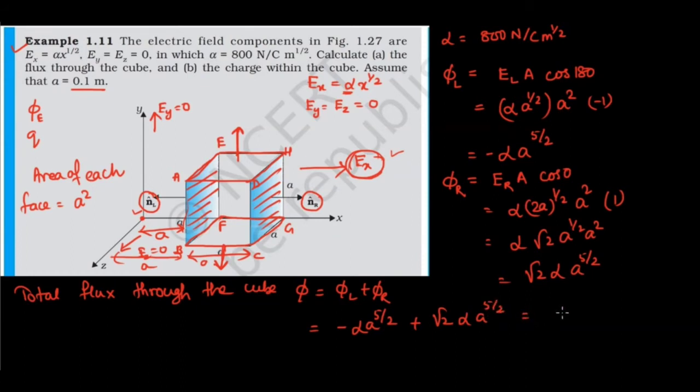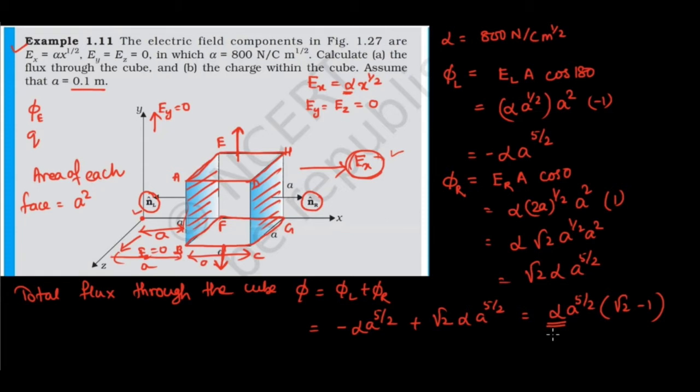So you can take alpha a to the power 5 by 2 common. So you'll get root 2 minus 1. Is that clear? And then you can put the value of alpha here. Alpha is given as 800 newton per coulomb meter power half. So put the value of alpha and then put the value of root 2. Root 2 is 1.414. So you will get the total flux through the cube. The calculation is up to you. You have to do the calculation.